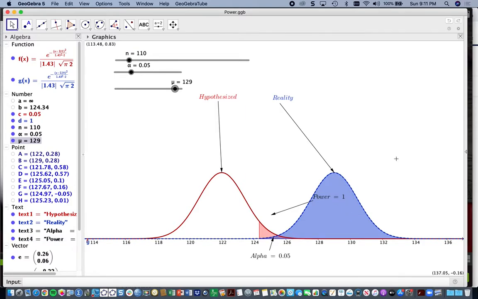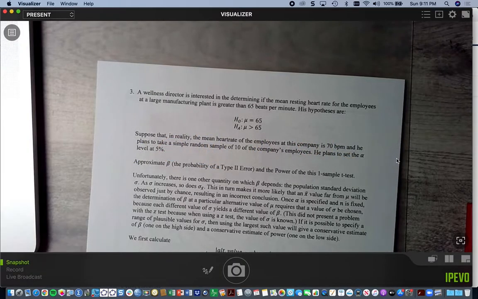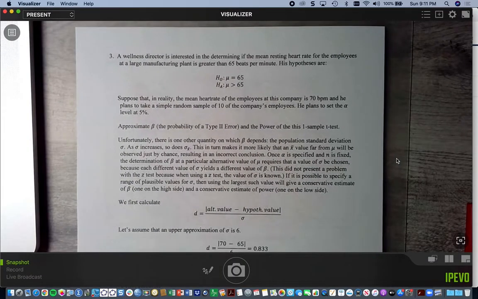So those are the things that kind of control the power of the test. Now in reality, we are going to be doing t-tests in this context, and so we need a way that we can talk about the power of a t-test. So let me go back to the document camera and we'll take a look at this problem.